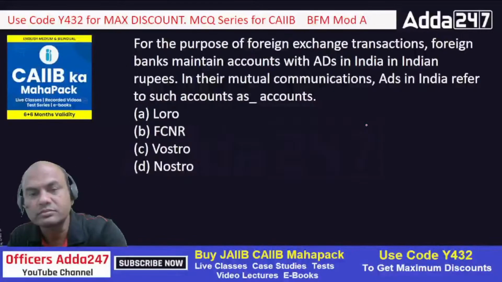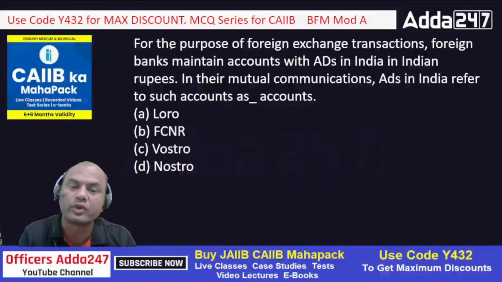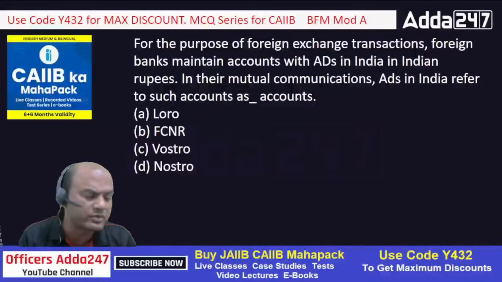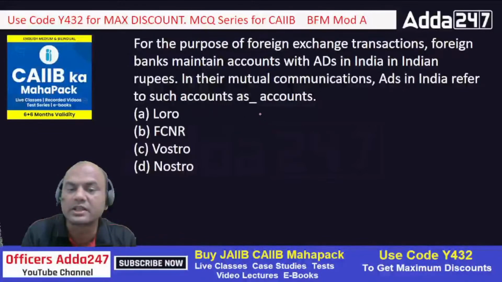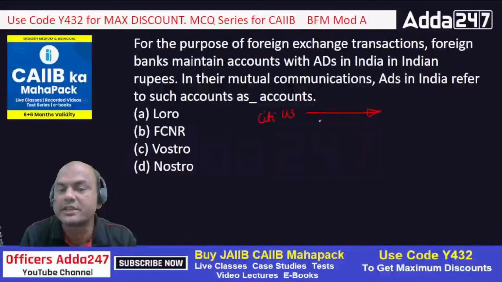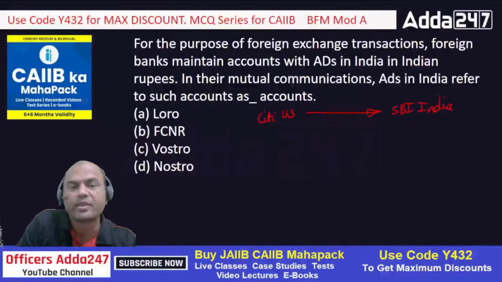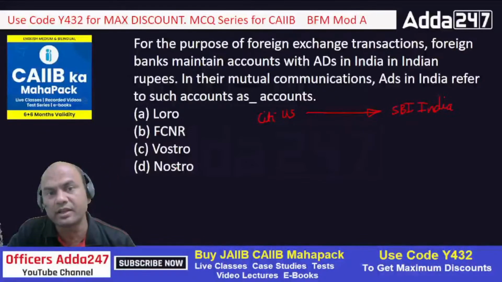Got it? For the purpose of forex transactions, foreign banks maintain accounts with the ADs in India in Indian rupees. In mutual communications, ADs in India refer to such accounts as, means what? See here, imagine Citibank USA is maintaining an account with SBI in rupees. SBI India, I am talking specifically of India because SBI has branches in US also. So if Citibank has an account with SBI India, what will SBI India call that account? Loro, FCNR, Vostro or Nostro? What will it call? Will it call Loro? Will it call FCNR?